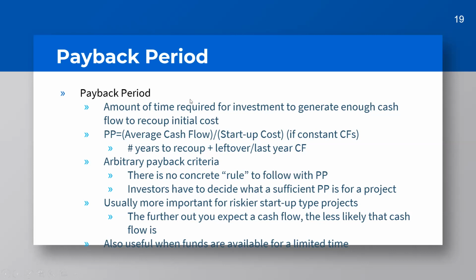The way we calculate it is we take the average cash flows over the course of a project's life, divide it by the startup cost, and that's going to get us the number of years to recoup plus leftover cash flow in the last year. Right. So in other words, if you get a 3.5 year recoup, that means 3 years in, you're getting most of it, and then halfway through the 4th year, you're recuperating the last of the cash flows that you invested.